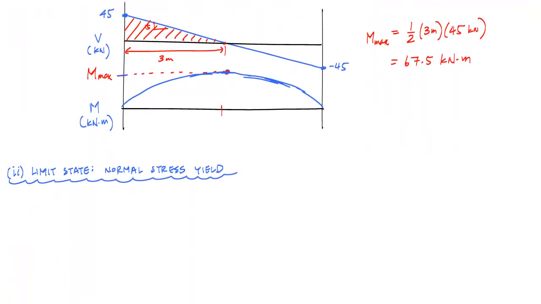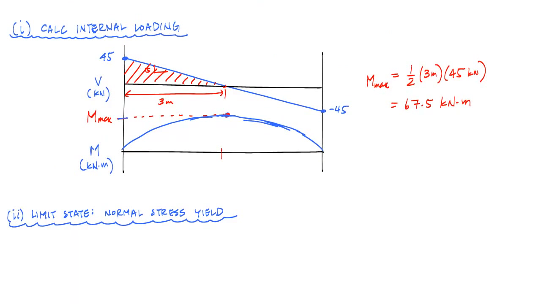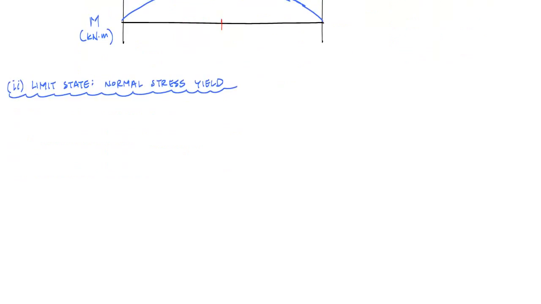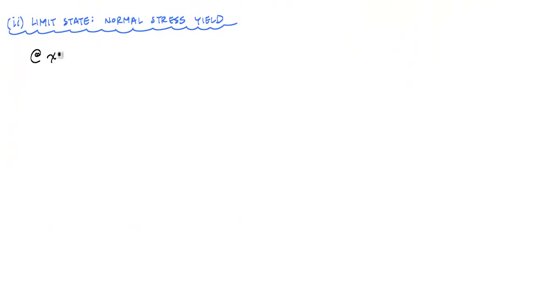Here I have my normal stress, and we know that in terms of internal loads it's the moment that induces a normal stress on the cross section. So I'm going to rewrite the maximum here at x equals 3 meters, where M max occurs, which is 67.5 kilonewton meters. Just so we can visualize what's going on, I'm going to draw the normal stress profile due to the bending moment.